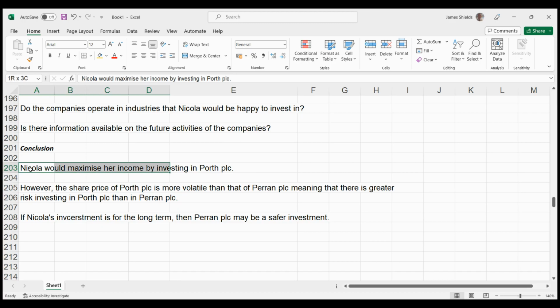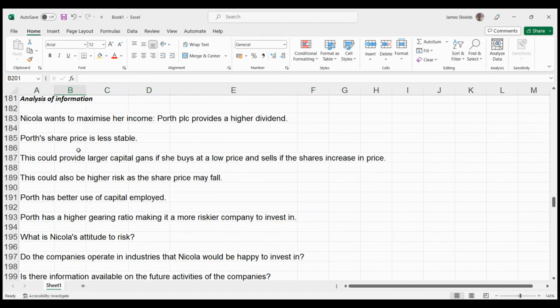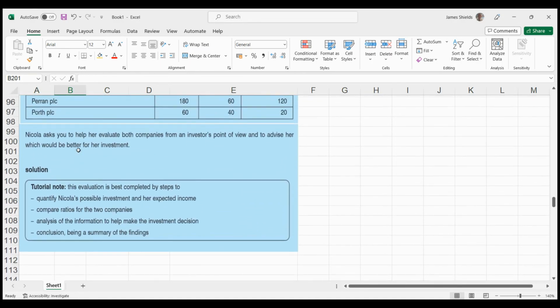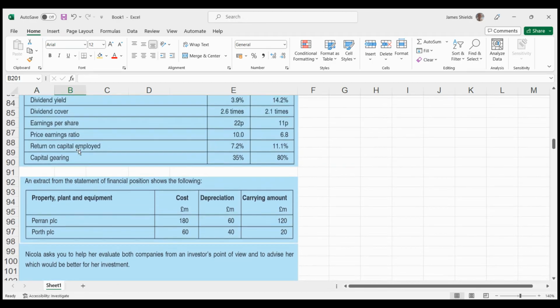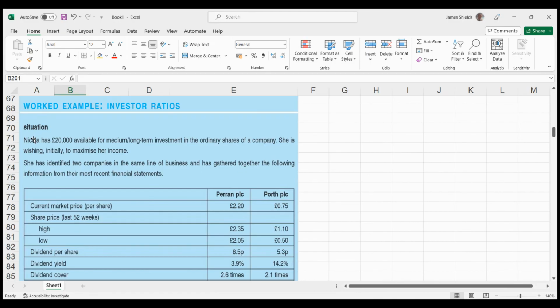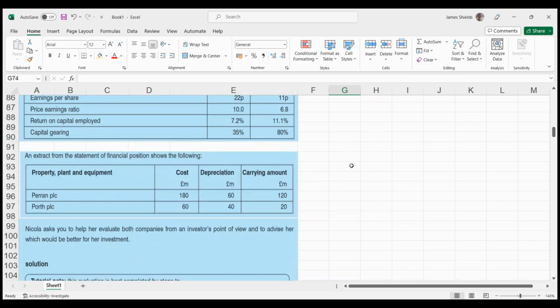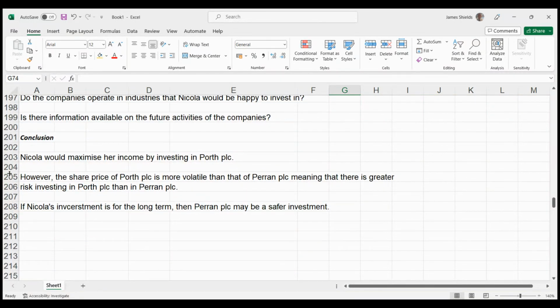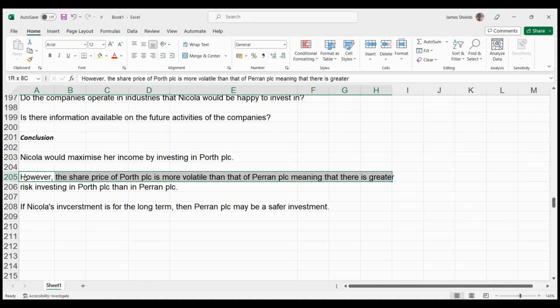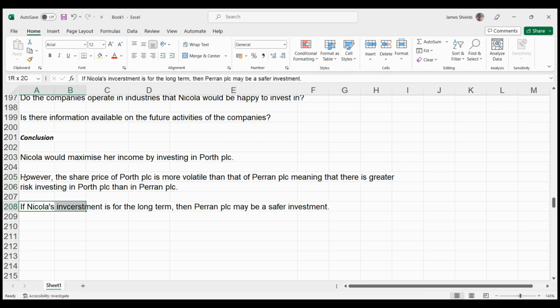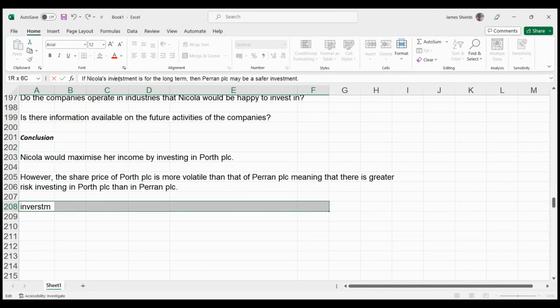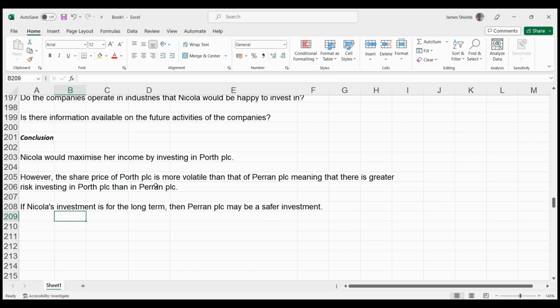Nicola would have maximised her income by investing in Porth plc. Now remember, if you go back to the beginning of the question, it said Nicola has £20,000 available, and she wishes initially to maximise her income. So we've chosen straight away in our conclusion which company will meet those requirements. However, the share price of Porth plc is more volatile than that of Perrin plc, meaning that there is greater risk invested in Porth plc than in Perrin plc. If Nicola's investment is in the long term, then Perrin plc may be a safer investment.